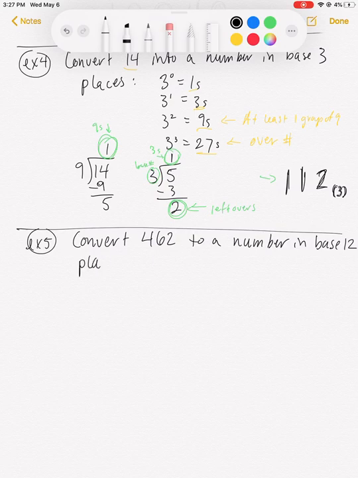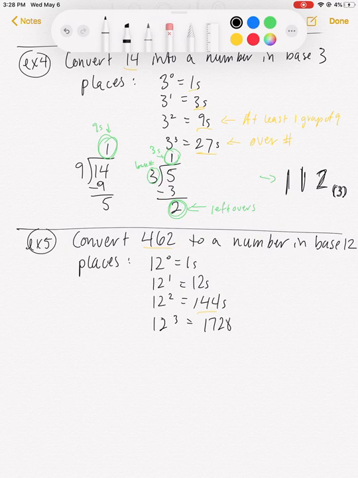So the places that we need to worry about are 12 to the 0, which is the 1's place, 12 to the 1, which is the 12's place, 12 squared, which is the 144's place. Checking my number here, 462, 144, still got to go higher. 12 to the third is 144 times 12, I get 1728, and that's over the number here. So that means there's at least one group of 144 in my number.